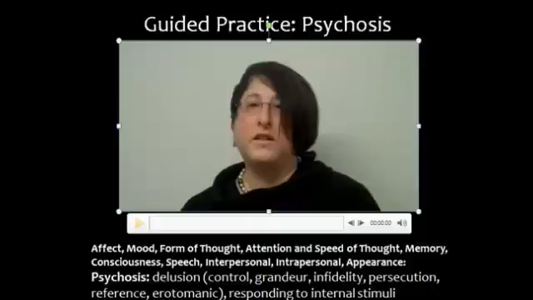This client has a blunted or flat affect. Their mood seems to be euthymic. In terms of thought process, they seem to have loose associations, their form of thought. We are unable to assess memory at this time. Their motor seems relaxed. Their speech is regular rate and rhythm.